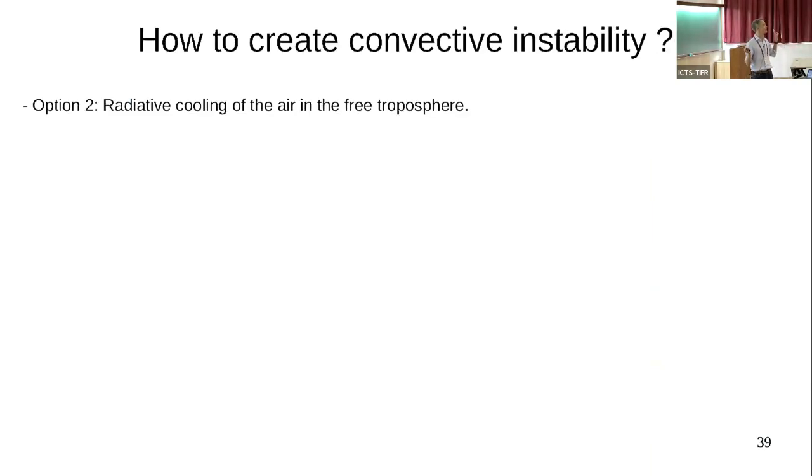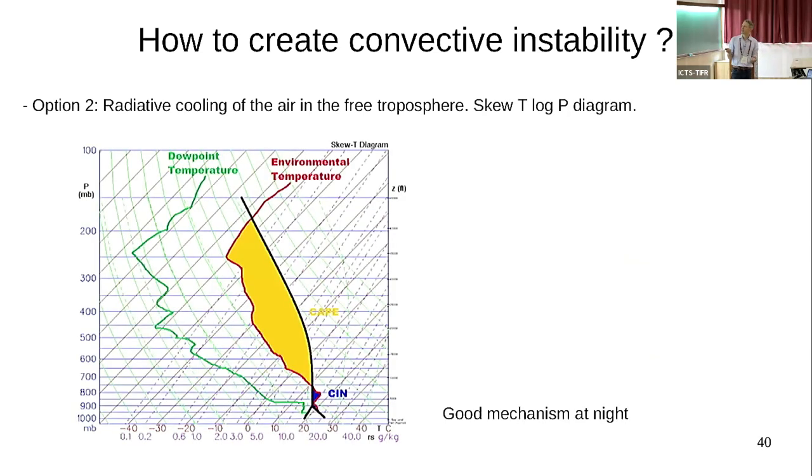Okay, there's another option to create convective instability, and it's the radiative cooling in the free troposphere. So what happens if we have radiative cooling in the free troposphere? You have this diagram, this is the parcel, this is the environment. But if you have radiative cooling, it's going to bring that environmental condition to colder temperature. It means higher CAPE. It means it's much easier to have convection. And so this is a good mechanism at night, especially over the ocean, right? It's pretty good to create convection just by radiative cooling of the free troposphere.